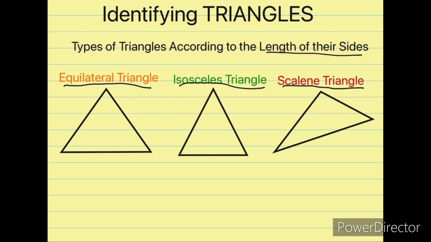When we say equilateral triangle, this is a triangle whose three sides have equal lengths. It means that the lengths of these three sides are equal. Next, isosceles triangle. In an isosceles triangle, two sides have equal length. So only two sides have equal length. This side and this side have equal length. Next, scalene triangle. This is a triangle where there are no sides with equal length. It means that the length of each side is different.